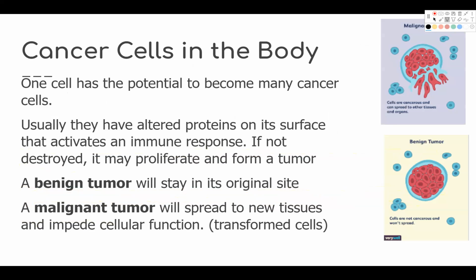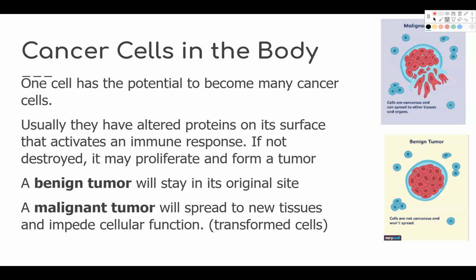So, in the body, any cell has the potential to become many cancer cells. Most cancers start off as one cell that didn't listen to apoptosis signals. Typically, these cells have altered proteins on their surfaces because if we're changing up proteins and something's going wrong, odds are we're going to hit one of those membrane proteins. And that can activate an immune response.